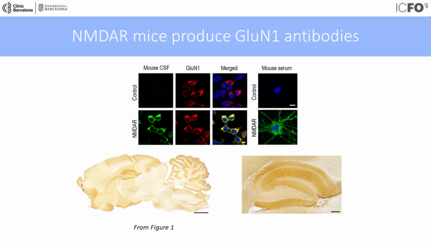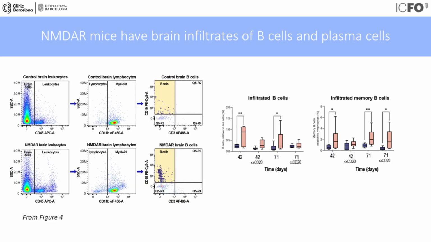GluN1 antibodies were found in the serum and CSF of NMDAR mice by 3 different techniques: cell-based assay, cultures of live neurons, and rat-brain tissue immunohistochemistry. In the brain, we could find B-cell infiltration in NMDAR mice on days 42 and 71, including memory B cells and plasma cells. Treatment with anti-CD20 depleted B cells. However, memory B cells started to repopulate the brain on day 71.